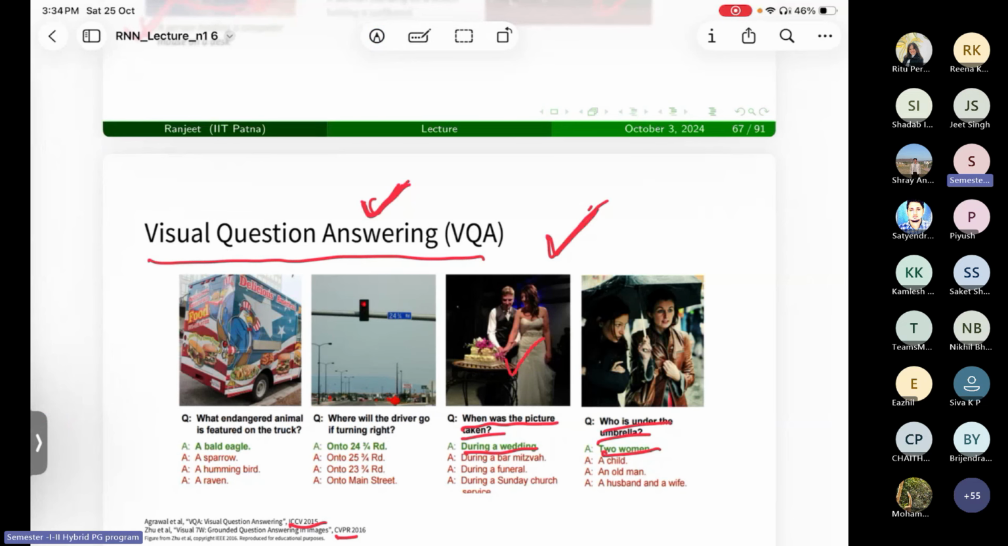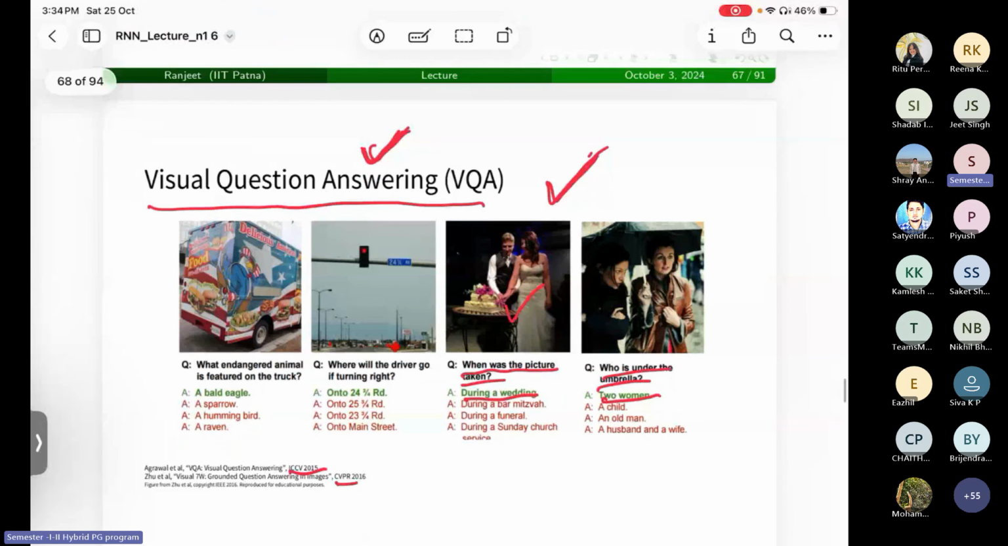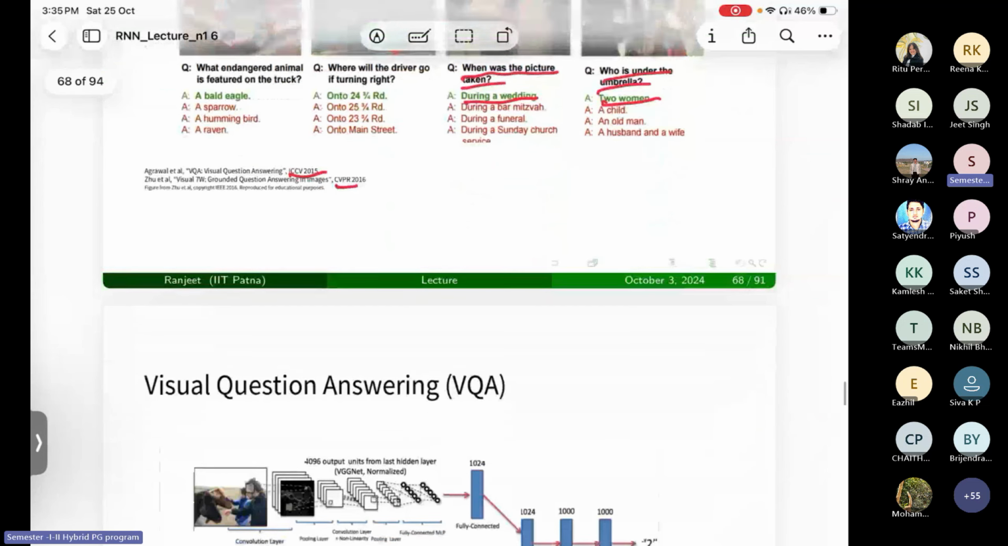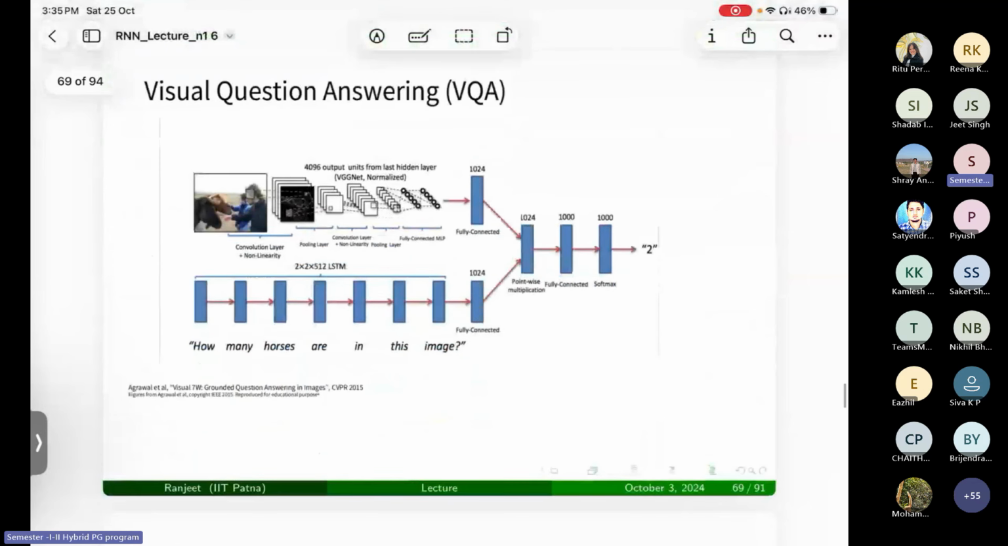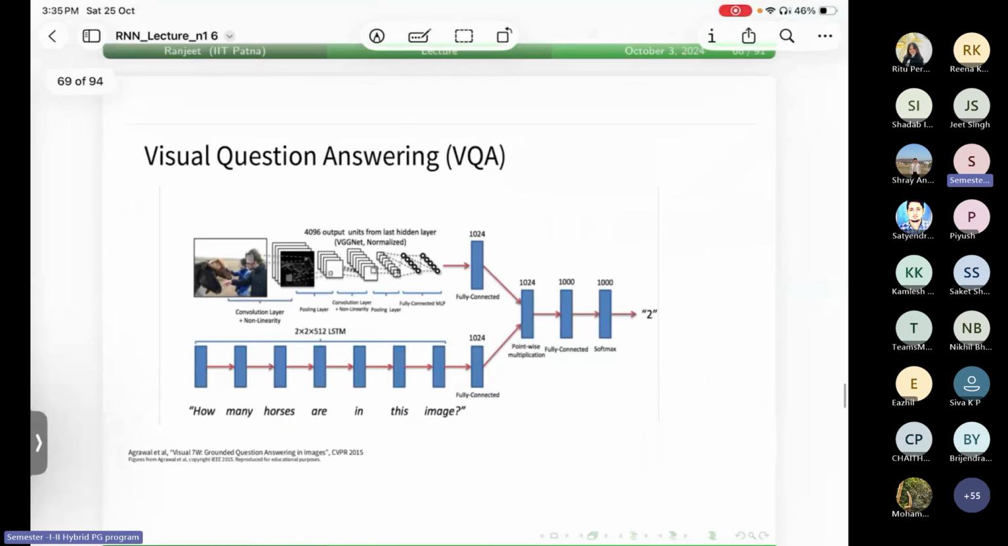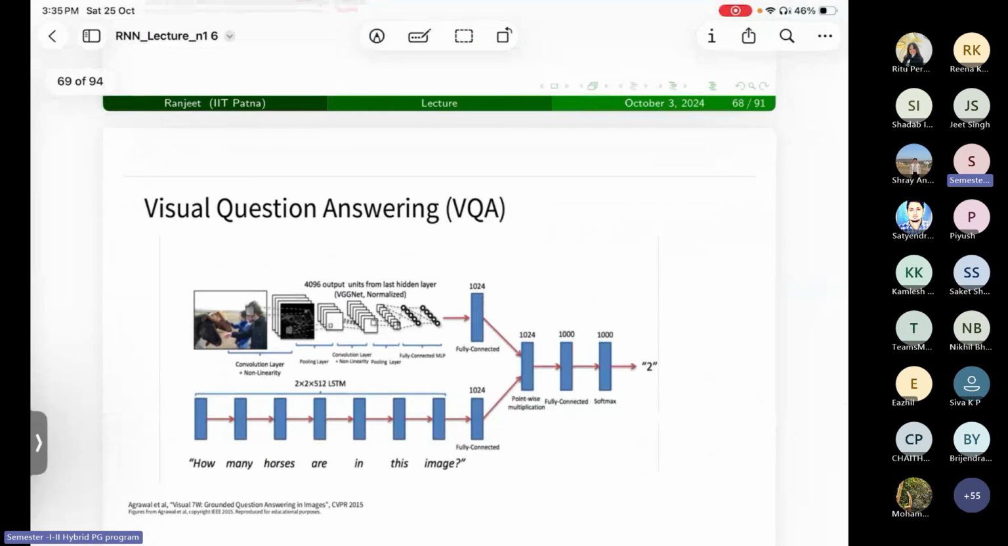One is image and another one is text. But we have two inputs. One is image and one is text. In the case of image description, we have only one input. That was your image, and then we were predicting all the words. In this case, we have two inputs, image as well as sentence. So let's see how we do it.